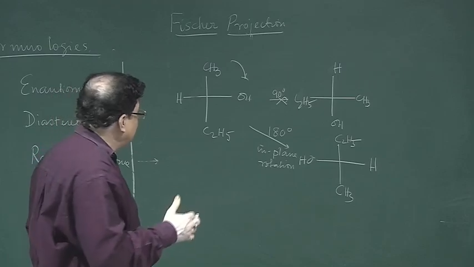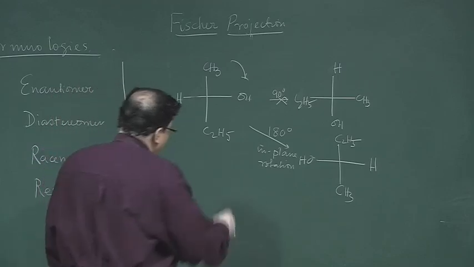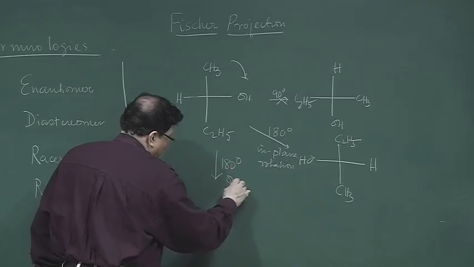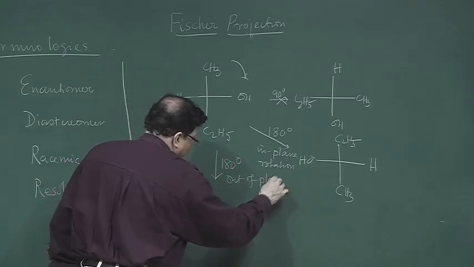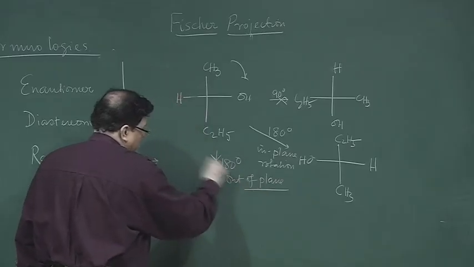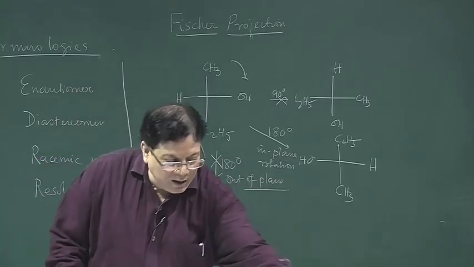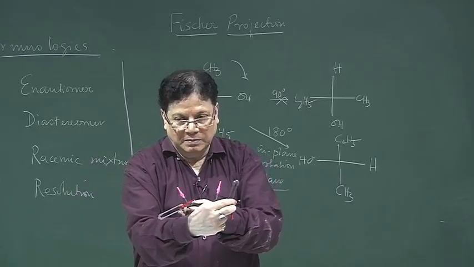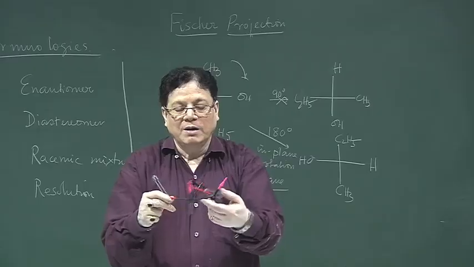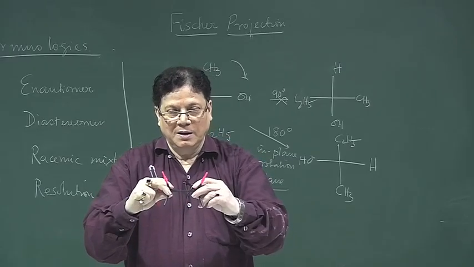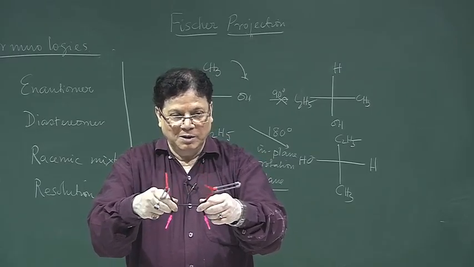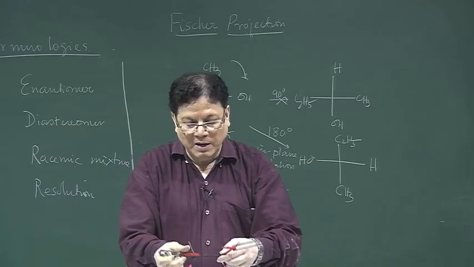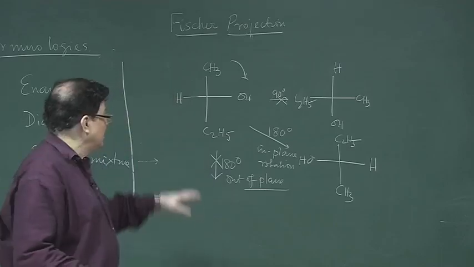What other things are allowed or disallowed? Disallowed is 180 degree out of plane rotation. See, there are two ways of doing 180 degree rotation. Either you rotate it in the plane, that is one way, or you can rotate it 180 degree out of plane. That means you take the molecule out of the plane and then again put it in the plane. So, these are the two ways. 180 degree out of plane rotation is not allowed.